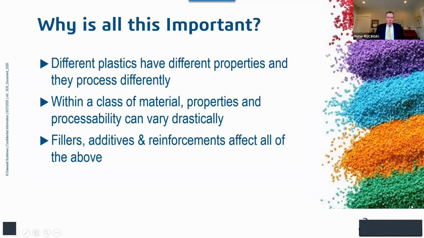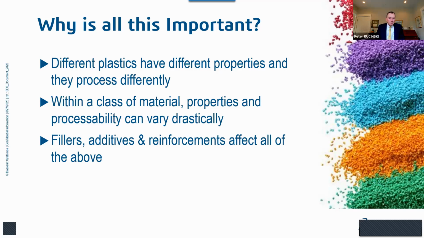And the reason why all of this so far is so important is because all of these different types of plastics have different properties and they process differently. If we look at some different families, polypropylene versus polycarbonate versus ABS versus high density polyethylene and so on, each and every different family of plastic has a different molecular makeup, different properties, and they require different temperatures and pressures and times at the injection molding machine.